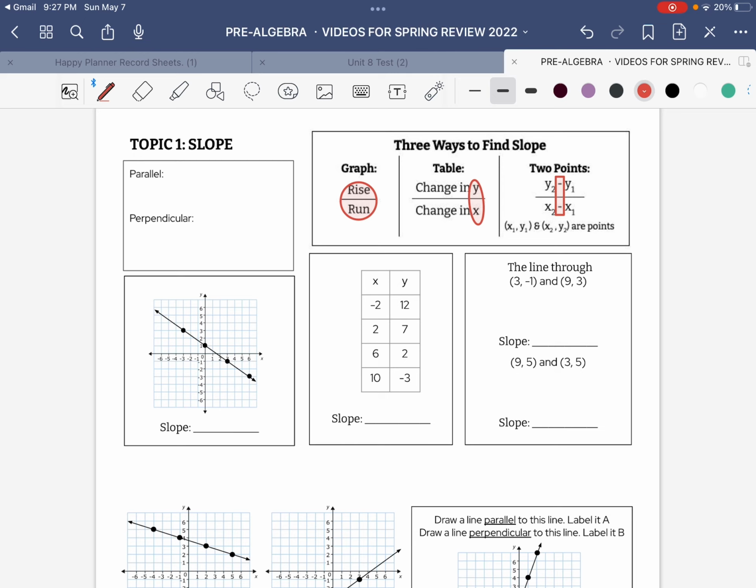Two parallel lines are going to have the same slope, kind of like this. And perpendicular lines are going to be at a right angle like this. If they are parallel, they have the same slope. And if they are perpendicular, they have opposite reciprocal slope.